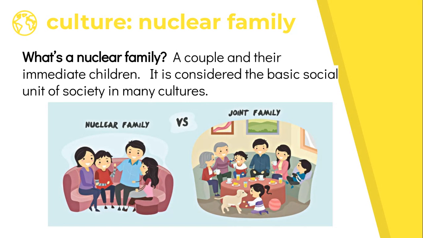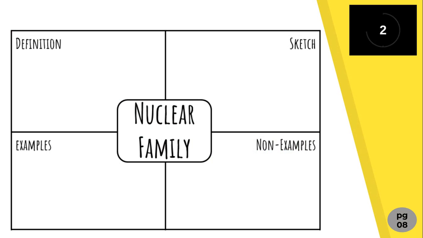We have a couple and their immediate children. So that means the kids they had together. And then versus a joint family, it looks like we've got some grandparents, maybe a cousin or something in there, and we've got the dog. So that kind of shows us a picture representation.